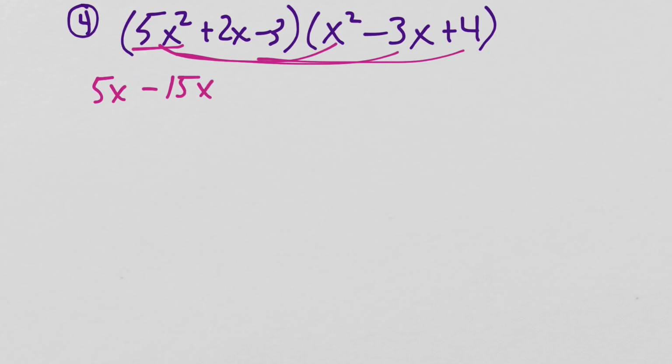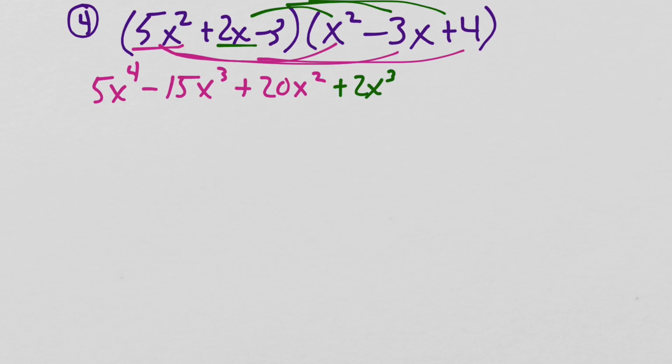to the fourth, 15x to the third. 5 times 4 gives you 20x to the second. We then multiply the 2 on through. So 2x times x squared gives you 2x to the third. 2x times negative 3 is negative 6x to the second. Negative 3 times 4 is negative 12.